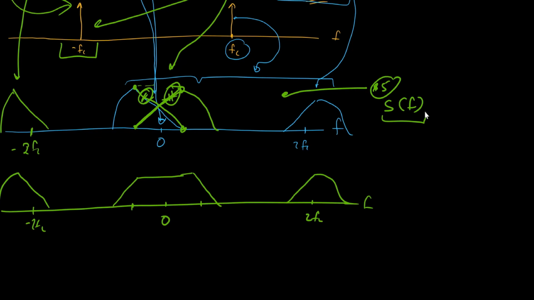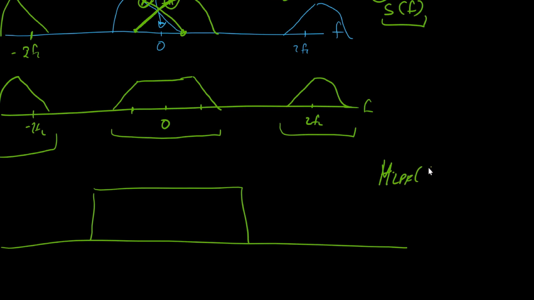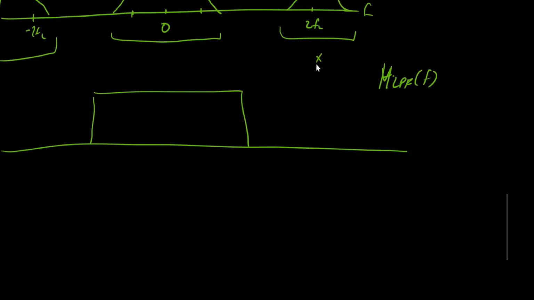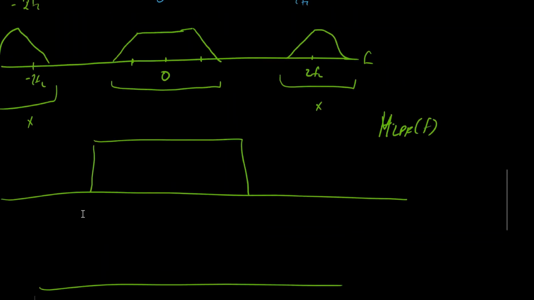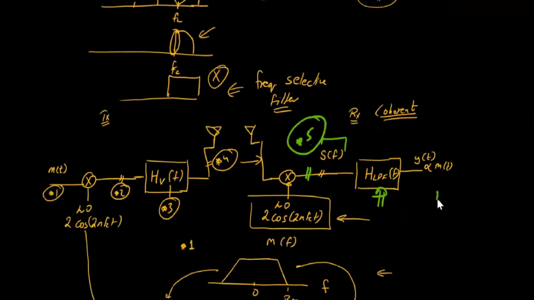And in this S of f, you have a content at this frequency, which is low frequency, and then you have a content at high frequency. So eventually, we would use a low pass filter over here, right, to reject this part, and we would obtain this signal at the end. So this is basically the demodulated signal at this point over here.